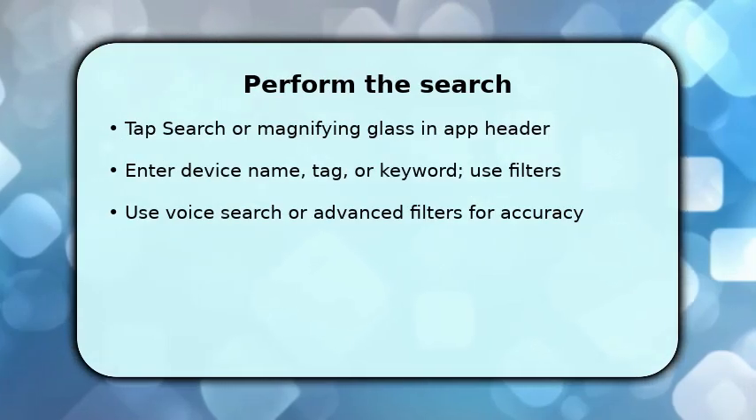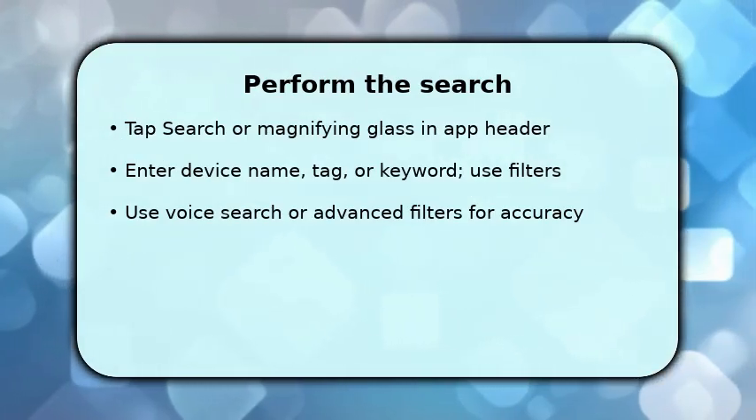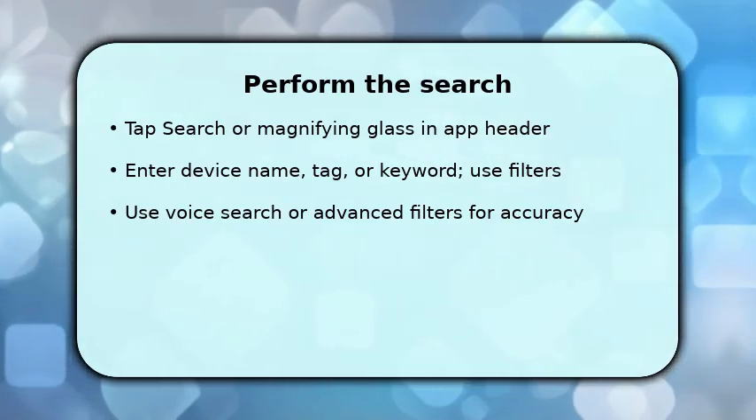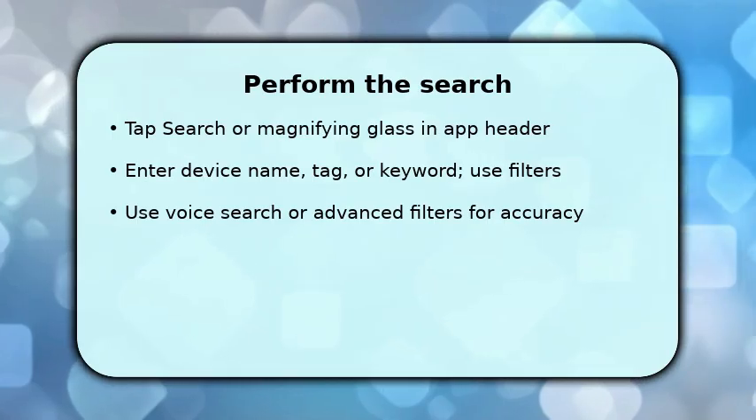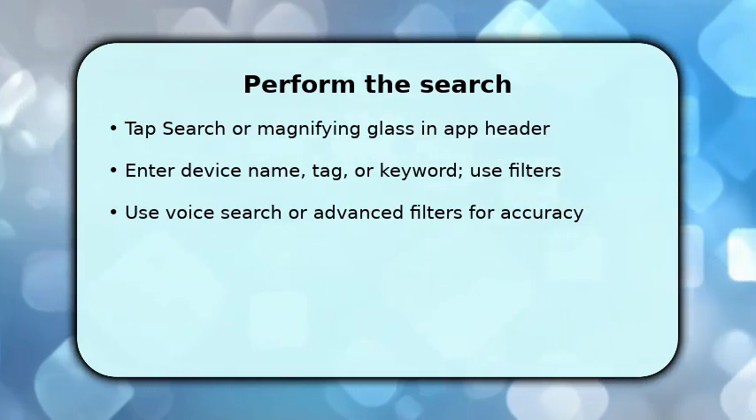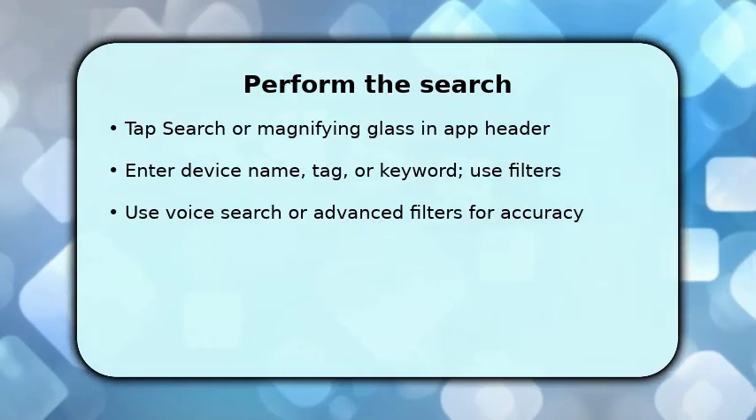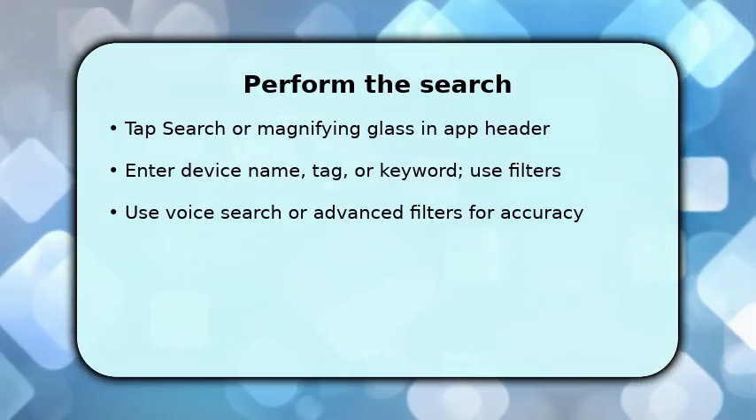You tap the search icon in the app header and type the device name, user tag, or a relevant keyword. This narrows results quickly. Once you see results, apply filters, status, location, or time to trim matches. Filters speed up finding the exact device. If typing is slow, use the voice search option and speak the name clearly.